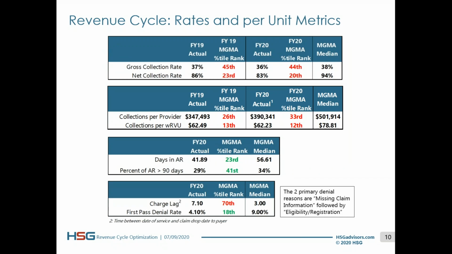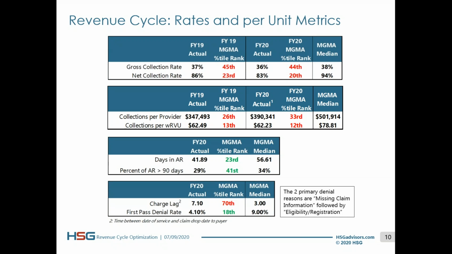So on this slide, just looking at some of the output of the data analysis, what are some of the key metrics that we might look at? So here we've got just some examples, looking at the gross collection rate, which is purely just the professional collections of a practice or a provider, divided by the charges for those services.